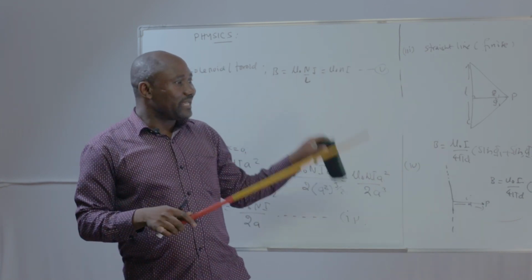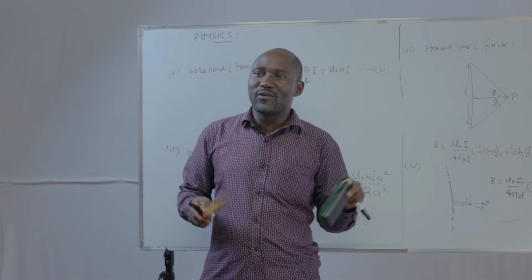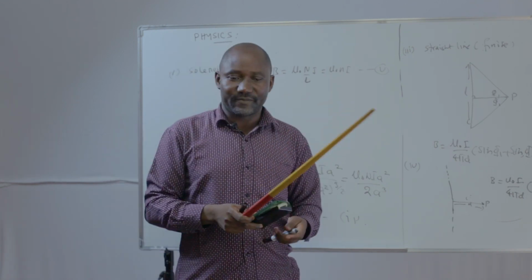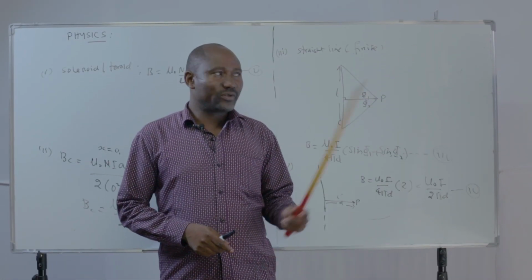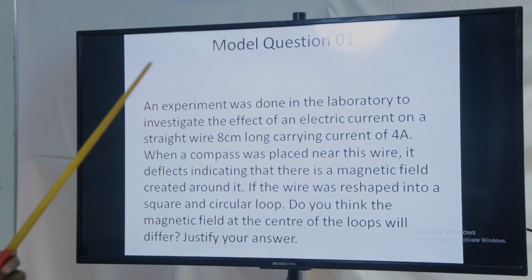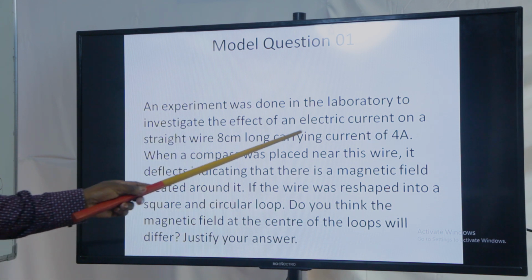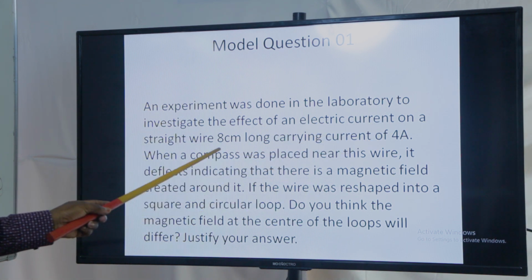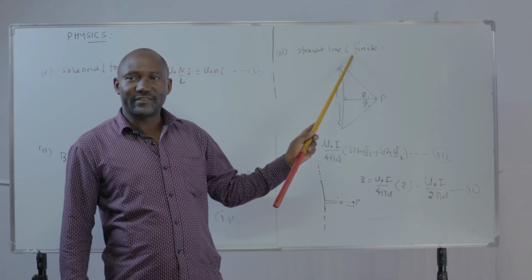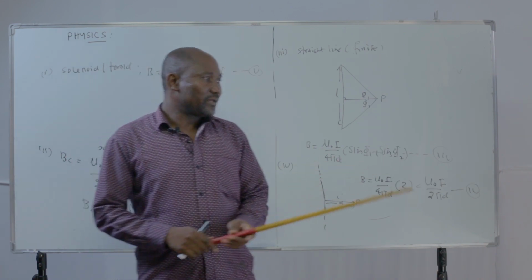Now, our discussion today is not based on deriving these formulas. It's based on how to apply those formulas in solving some questions. So today we have example number 1, which is talking about an experiment which has been done by students in the laboratory to investigate the effects of current on a wire whose length is given. And we know now a specific length is given. So this is type 3.